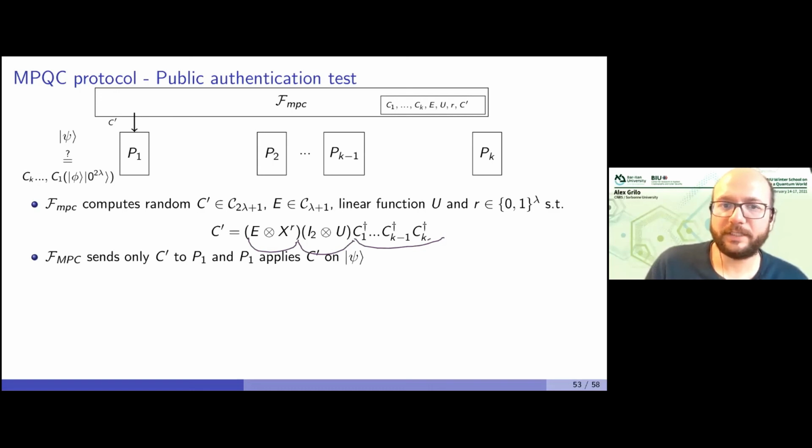The MPC computes these values and sends them to P1, who is then supposed to apply C prime on this state psi that's supposed to be the encoded state. In the honest case, if nobody tampered with the state, we can check that C prime applied to this state will just undo the encoding, apply a random linear function to zeros, but the resulting thing is zeros. Finally, applying a one-time pad on the last lambda qubits and some random Clifford on the data qubit and the first lambda qubits.